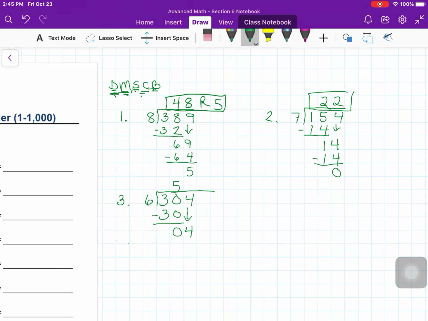All right, so I have to decide how many times does 6 go into 4? 6 doesn't go into 4, so it goes in there 0 times, and then I have to multiply. 0 times 6 is 0. I subtract, and 4 minus 0 is 4. I check to make sure that 4 is smaller than 6. I bring down, but there isn't anything else to bring down, so that is just my remainder. That one was a little trickier, a little different because we had a 0 in our quotient or in our answer.